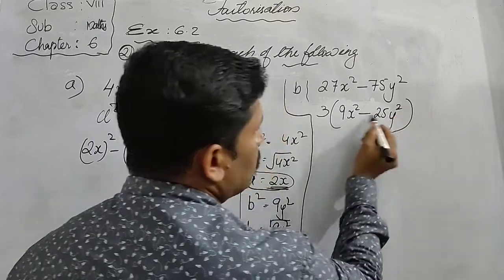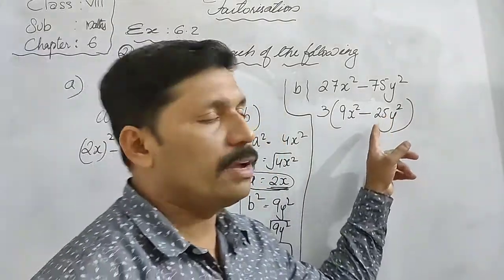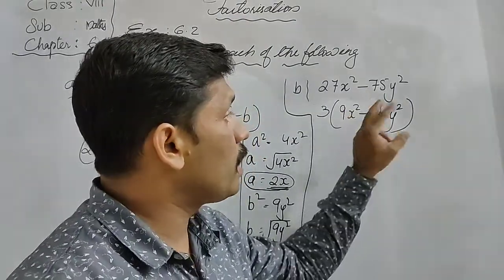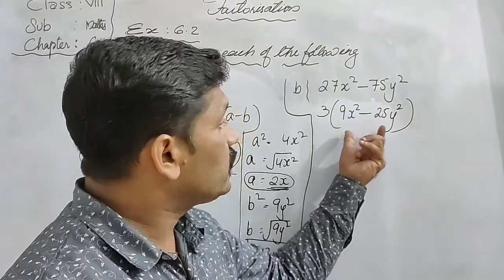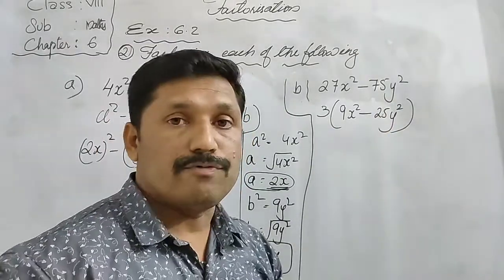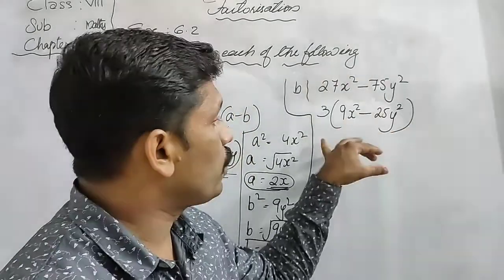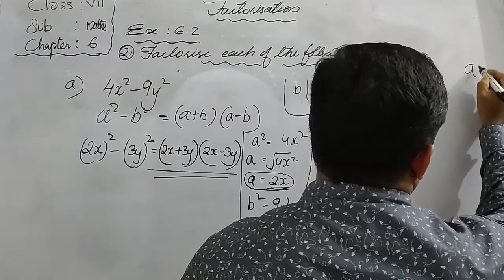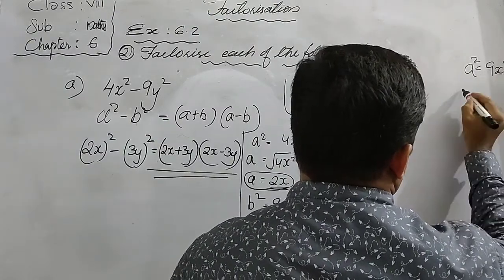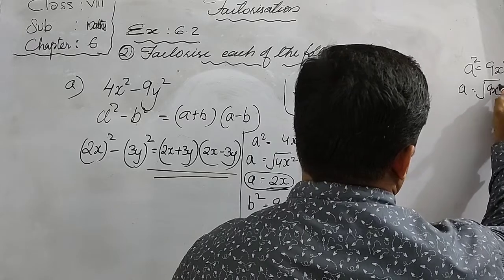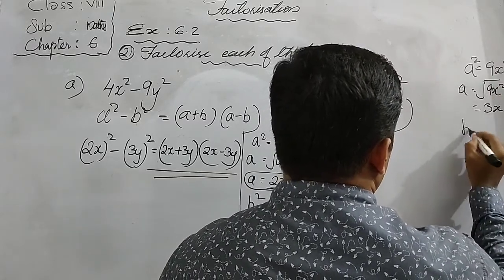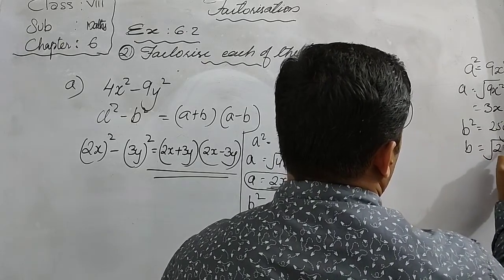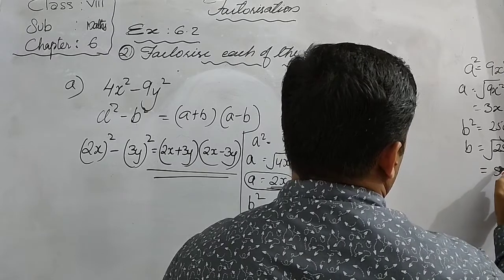Now students, you can see that inside this bracket, 9x square minus 25y square, both are square numbers. 9 is a square number and 25 is also a square number. So what is inside this bracket we can factorize using a square minus b square, and this common factor we take out. So here a square is 9x square. Therefore a is equal to root of 9x square, that is equal to 3x. And b square is equal to 25y square. Therefore b is equal to root of 25y square, that is equal to 5y.